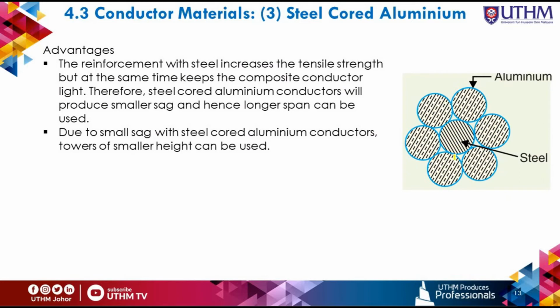The advantages of this steel cored aluminium: the reinforcement with steel increases the tensile strength, but at the same time it keeps the composite conductor light, because it is still surrounded with aluminium, only the core is replaced with steel. Therefore, steel cored aluminium conductors will produce smaller sag and hence longer spans can be used. And due to small sag, towers of smaller height can be used.